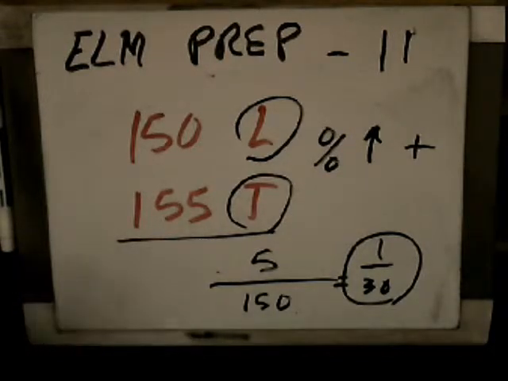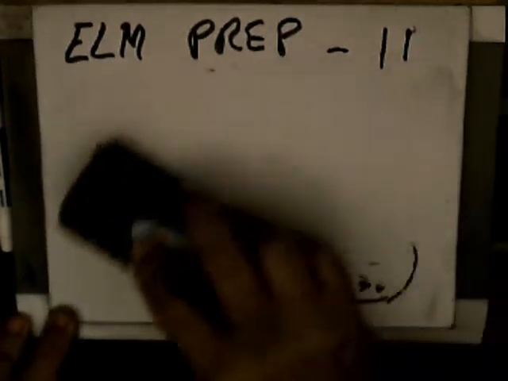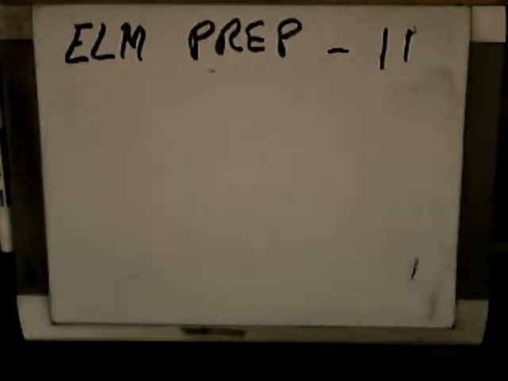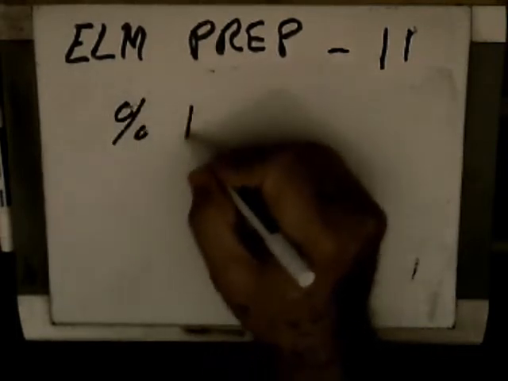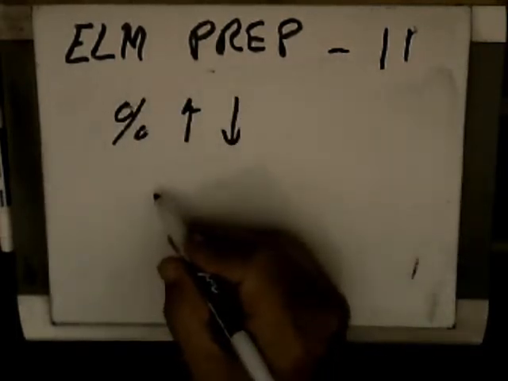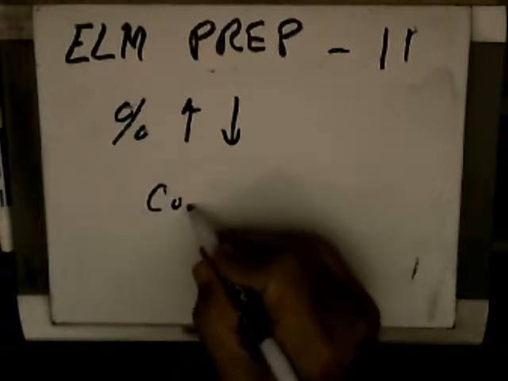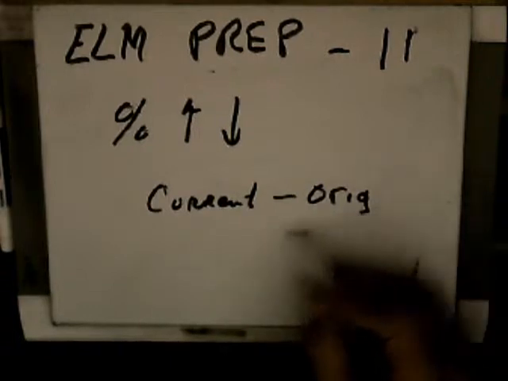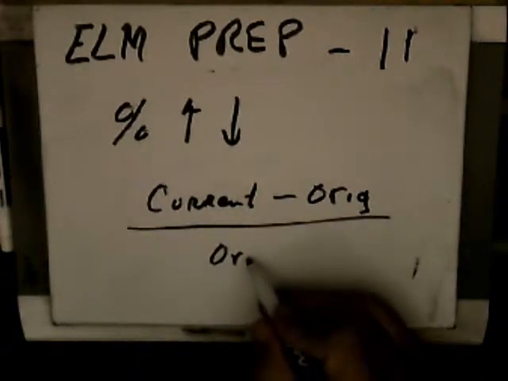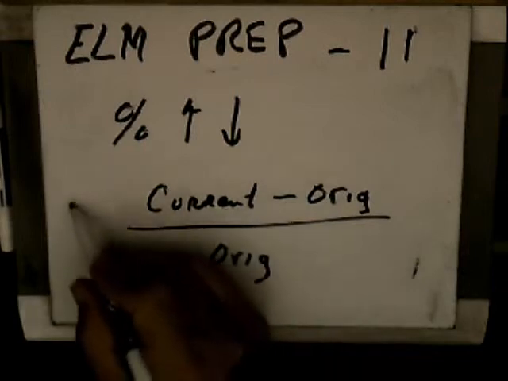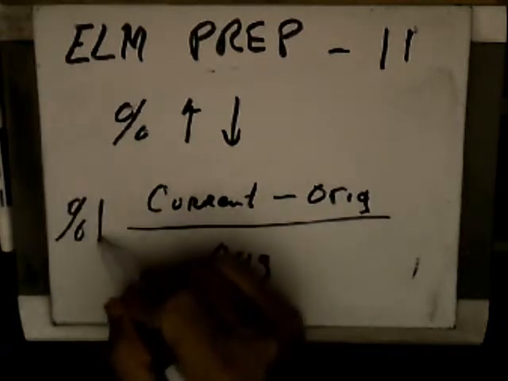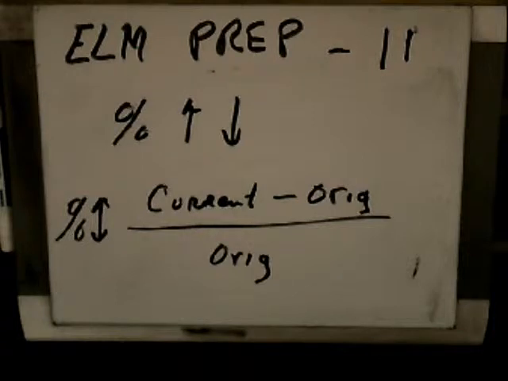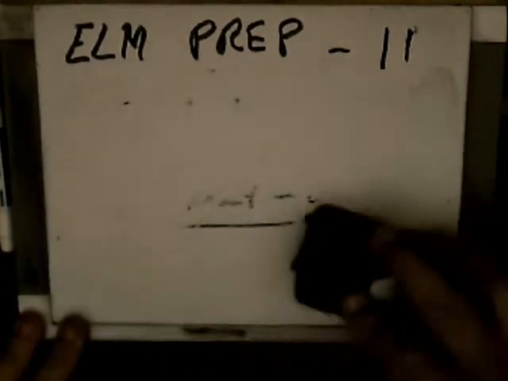But the general formula holds true on this. If we're looking at percent increase or decrease, we're going to take the current value minus the original, and then divide by the original to get percent increase or decrease, depending on whether it's positive or negative. All right. This is a common problem that you might come across in your ELM test.